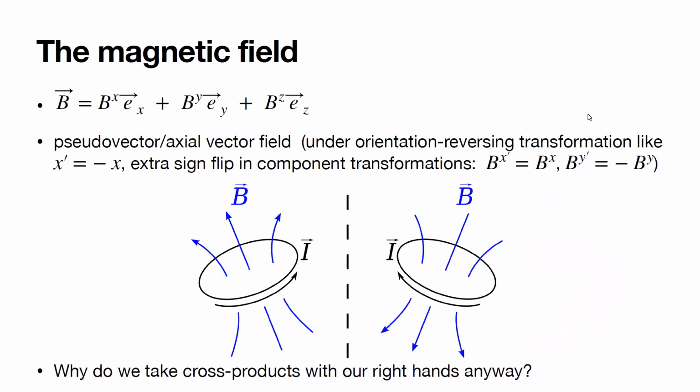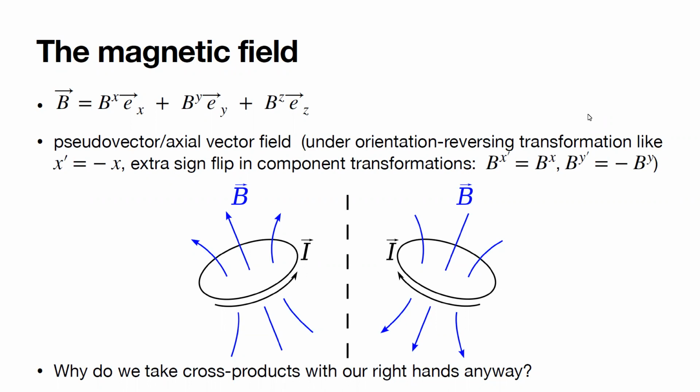Now, here's the weird thing about the magnetic field that makes it not like your ordinary vector. It is what's called a pseudovector or an axial vector, because if you do a transformation that reverses orientation, you can think of this as active, you actually mirrored your system, or passive, you took your basis vectors and turned one the other way, the B field doesn't behave the way you would expect it to, right? So if I flip X, it's not the X component that picks up a minus sign, it's the Y and Z component. So what's going on there?